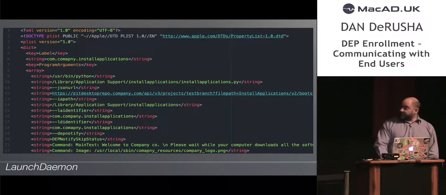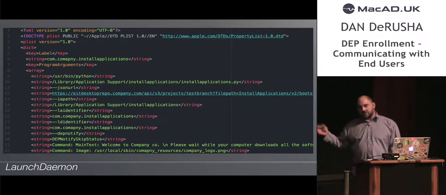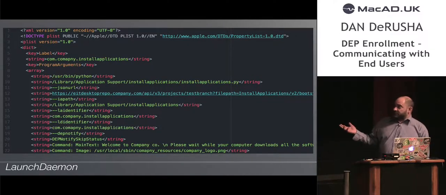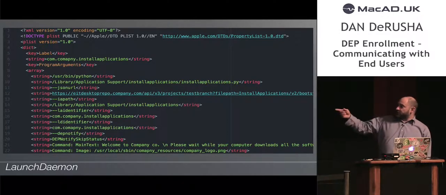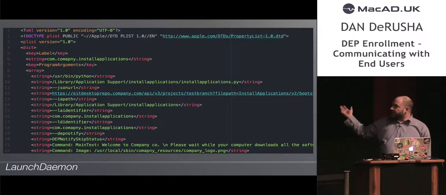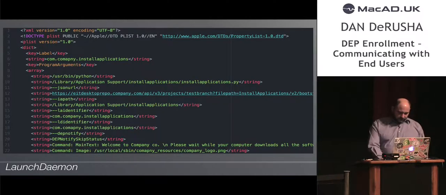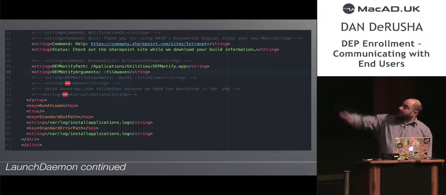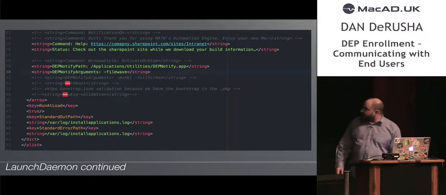Here's an example of our launch daemon. And like I said before, our first version was a little bit messier because we had to create these things all on our own. But now it's part of install applications, and you can just add the different strings that you want to. If you look towards the bottom, you'll see command, main text, welcome to company. You guys saw that before in our notification window, so that's where this data is set. See in the middle, we're passing the Filewave flag.